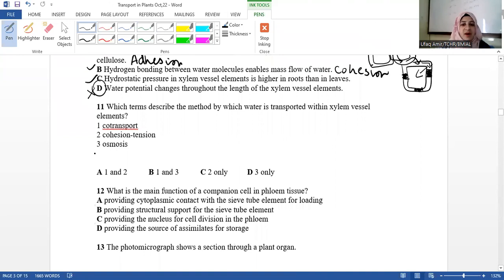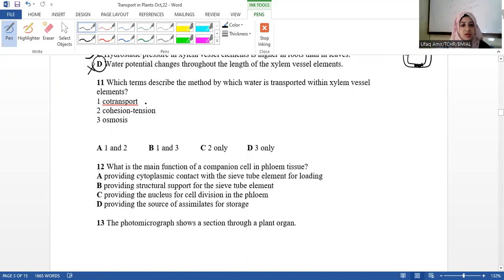Which terms describe the method by which water is transported within xylem vessel elements? Co-transport is in the phloem sieve tube element, where there is a co-transporter protein providing the way for the transport of sucrose and protons. Cohesion tension, correct. Within the xylem vessel element, that is the method by which water is transported. So it's not even osmosis. When we talk about xylem vessel elements, there is no partially permeable membrane. For osmosis it's a must that there should be a partially permeable membrane. So when there is no partially permeable membrane, it's not osmosis. It's only cohesion tension.